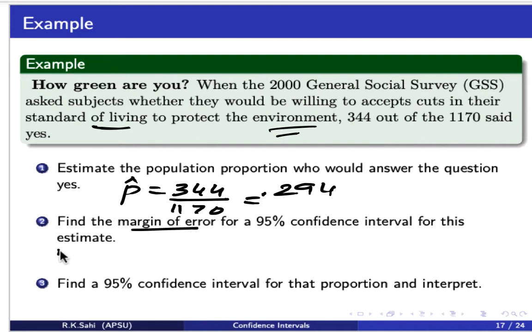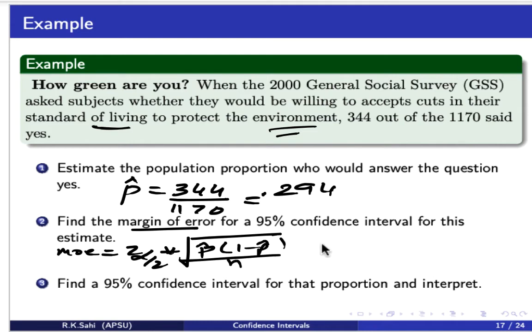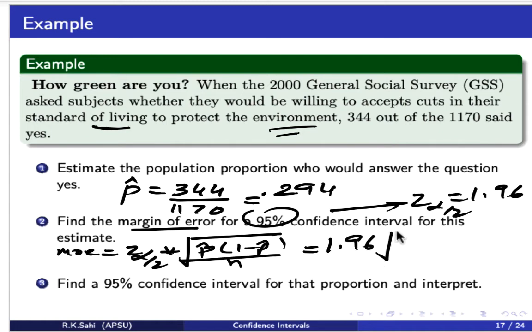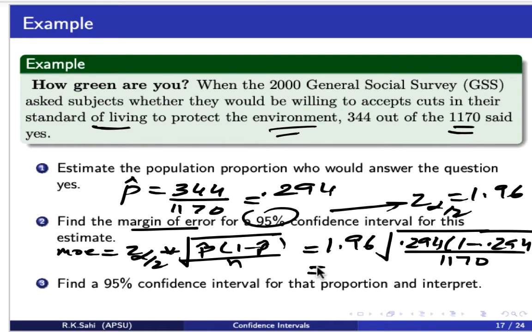Now, to find the margin of error, remember what's margin of error? Z alpha by 2 times square root p hat 1 minus p hat over n. Now, because we are having 95%, 95% means what's Z alpha by 2? 1.96. If you forget, go back to the previous slides. You will see it as 1.96. So 1.96 square root 0.294, 1 minus 0.294 divided by the number of subjects are 1170, which you get equal to 0.0261.